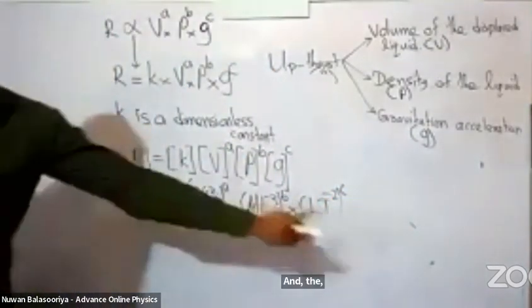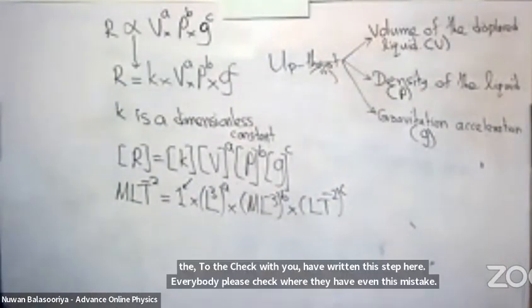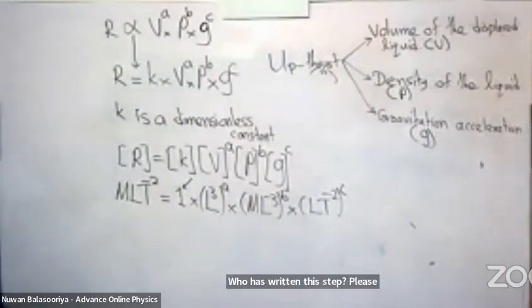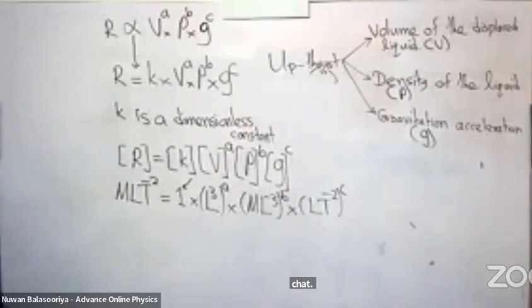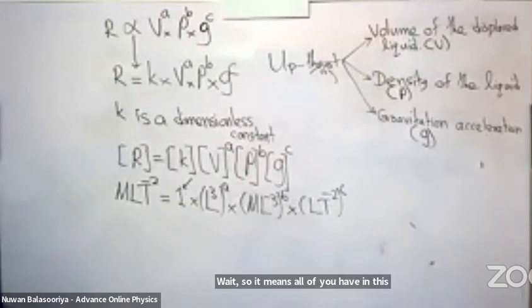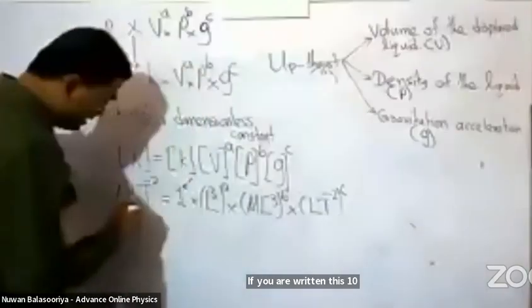Check whether you have written this step. Everybody please check whether you have written this step. Who has written this step? Please raise your hand in the Zoom chat. Very good, excellent. So it means all of you have written this step. The final thing is to just remove the brackets. If you have written this step, let's remove the brackets.